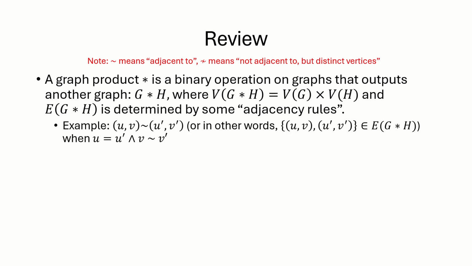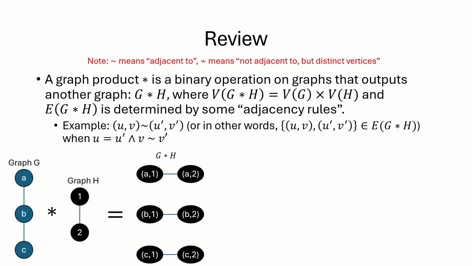For example, we could define the rule that an arbitrary pair of vertices uv and u'v' in the product graph are adjacent when u is the same vertex as u' in the left input graph and v is adjacent to v' in the right input graph. What this particular product does is copy the right input graph once for each vertex in the left input graph.